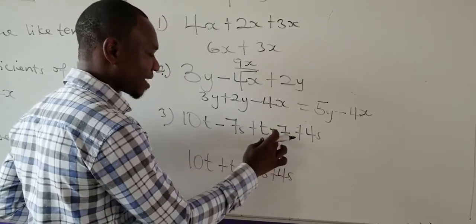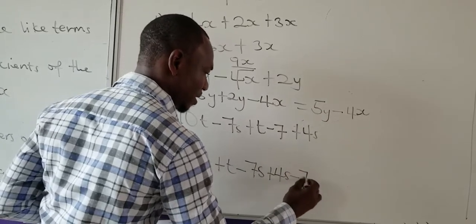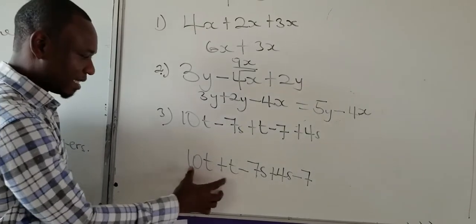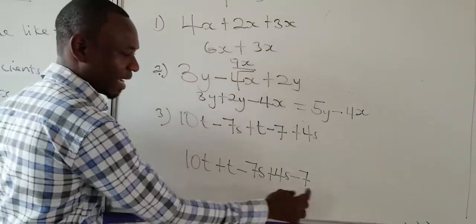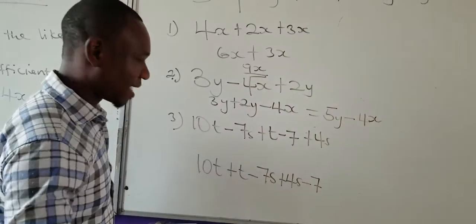Now we are left with only 7. The 7 has no partner, and it has minus in front of it, so you just bring minus 7. Now you realize that it has been grouped. The t's are together, the x's are together, and the 7 is standing alone because it doesn't have any partner or any like term.